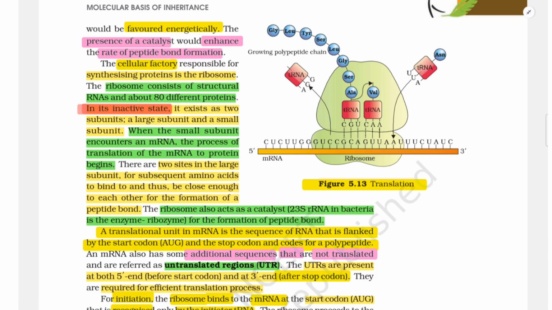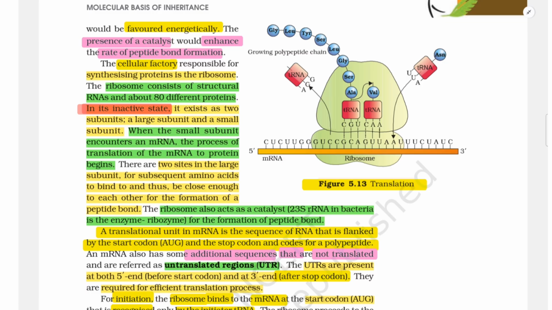The cellular factory responsible for synthesizing proteins is the ribosome. The ribosome consists of structural RNAs and about 80 different proteins. In its inactive state, it exists as two subunits, a large subunit and a small subunit. When the small subunit encounters the mRNA, the process of translation of the mRNA to protein begins. There are two sites in the large subunit for subsequent amino acids to bind to and thus be close enough to each other for the formation of a peptide bond.